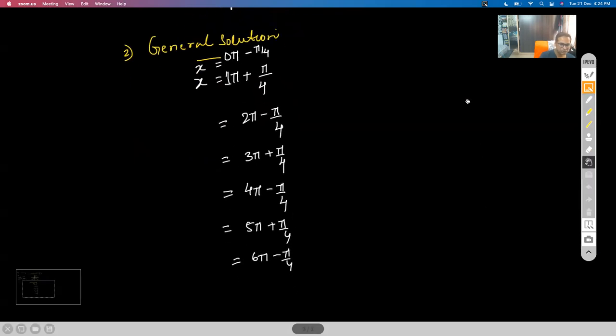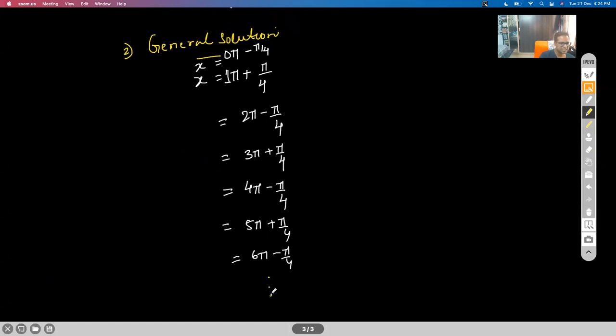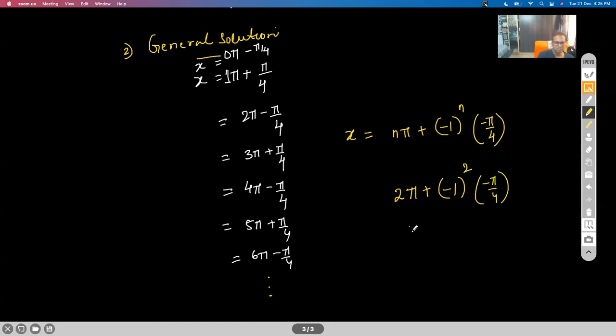Correct. Now here also I would request you, we have enough data points to now know the pattern. So tell me, what pattern do you see when you're writing it? You see that you are basically following the same pattern. Yes or no? So let's say when n is even, you'll end up getting pi. Let's say I take n as 2, so 2 pi. This will become minus 1 to the power 2 times minus pi by 4, which is as good as 2 pi plus minus pi by 4, which is as good as 2 pi minus pi by 4. That's what we had got over here.